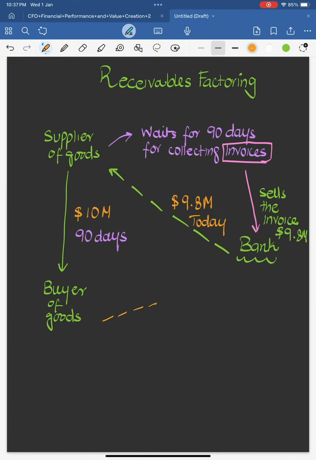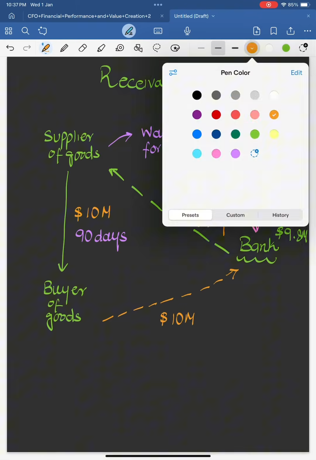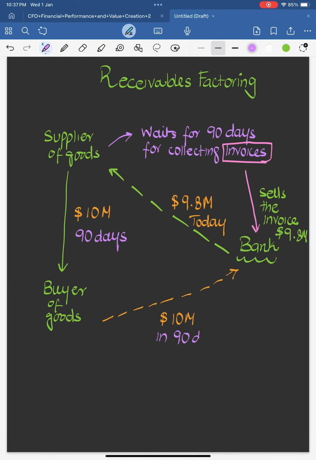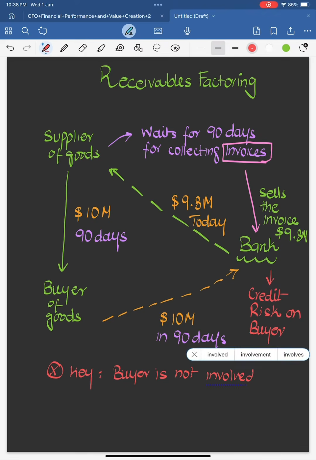What happens at the end of the 90 days is that the buyer of goods, who was supposed to initially pay the supplier, will actually pay the bank the 10 million against those invoices. In this way, the bank is basically assuming or taking credit risk on the buyer's receivable invoices. A key point to note here is that in this negotiation, the buyer is not involved directly. It was the supplier and the bank.